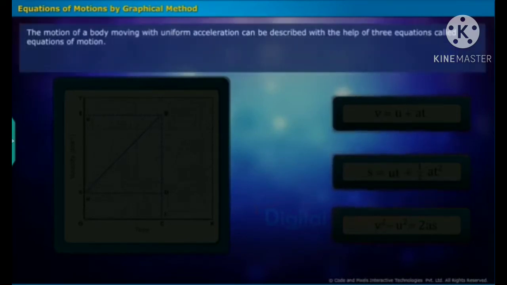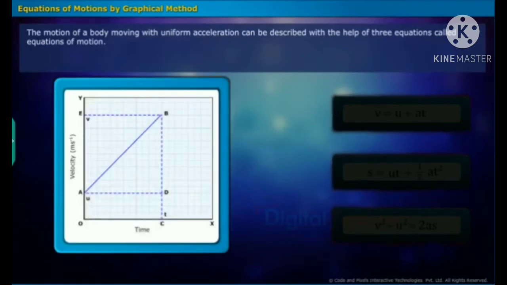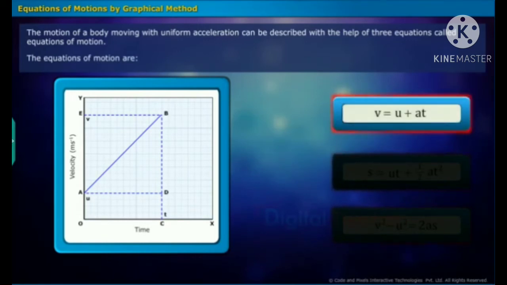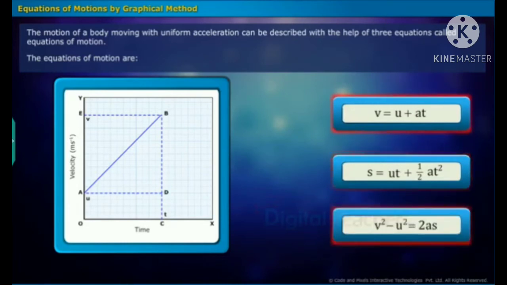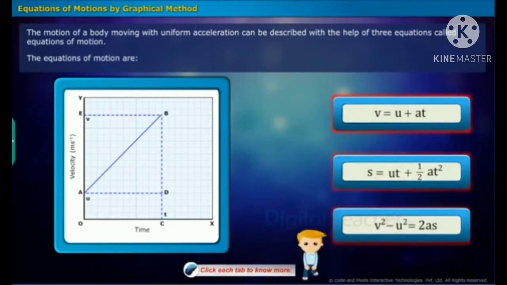Now, let us see the equations of motion by graphical method. The motion of a body moving with uniform acceleration can be described with the help of three equations called equations of motion. The equations of motion are v equals u plus at, s equals ut plus half at square, v square minus u square equals 2as. Click each tab to know more.